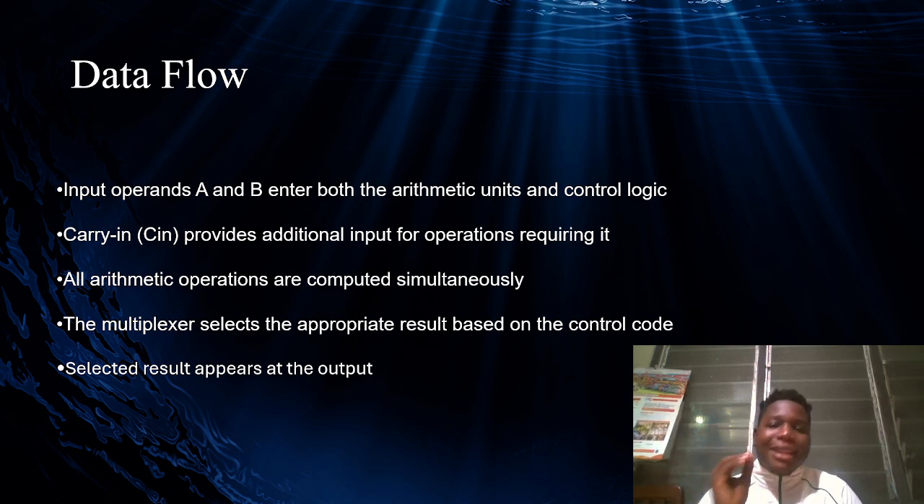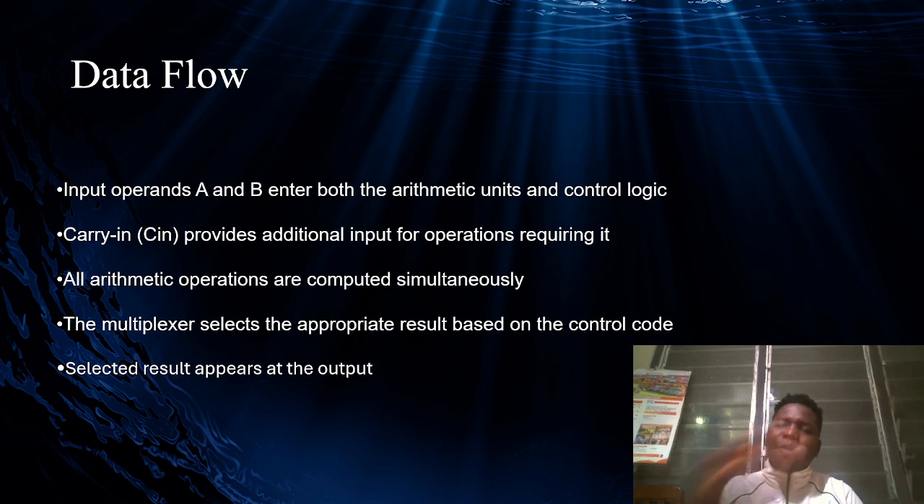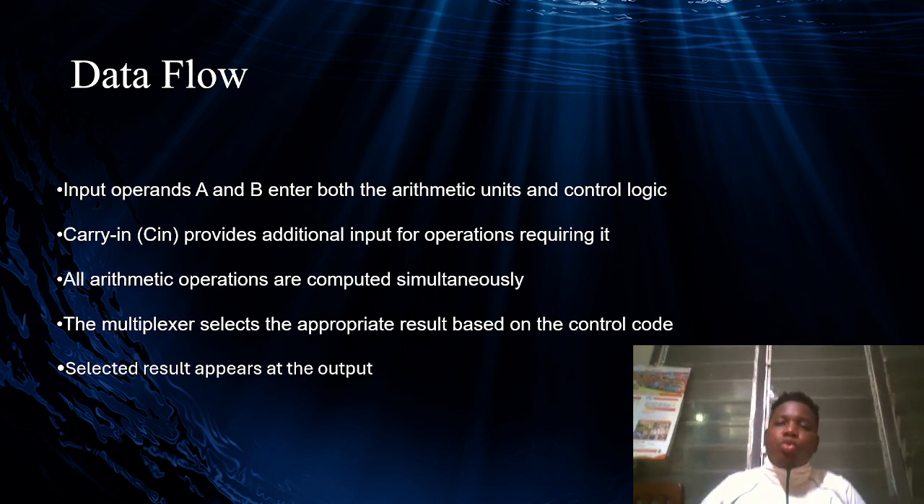Okay, so now when that is done, the multiplexer will select the appropriate result based on the control code. If I used 3 plus 2 or 3 plus 4, okay, the multiplexer's job is to choose which one is the correct answer, whether it is 7 or 8, to pick the 7 for me, and it will display it as output to come out as the answer. So that is what goes on behind the scenes when you type 3 plus 2 or 3 plus 4.